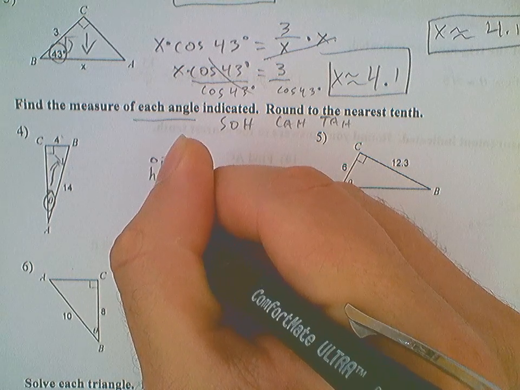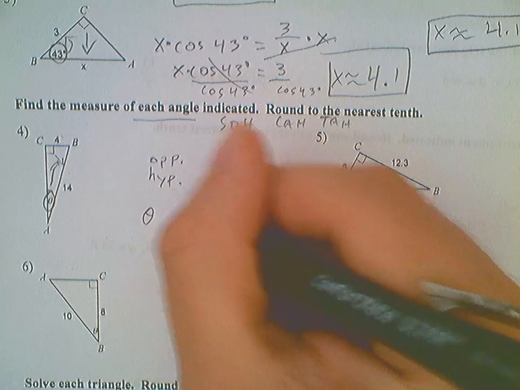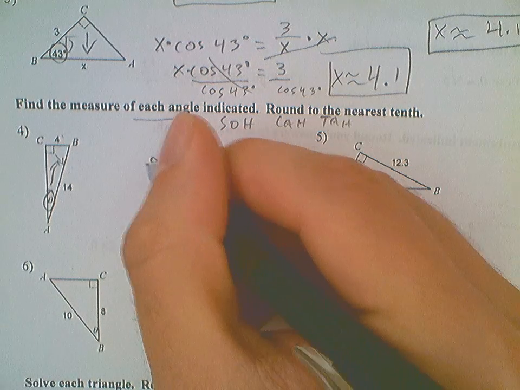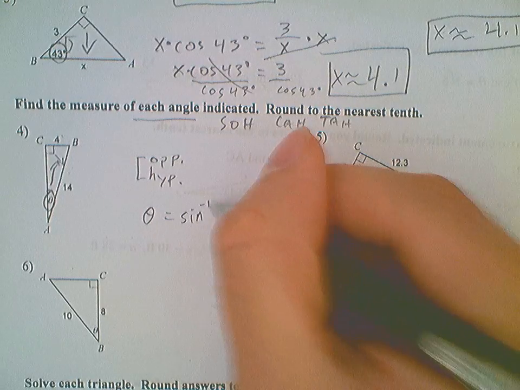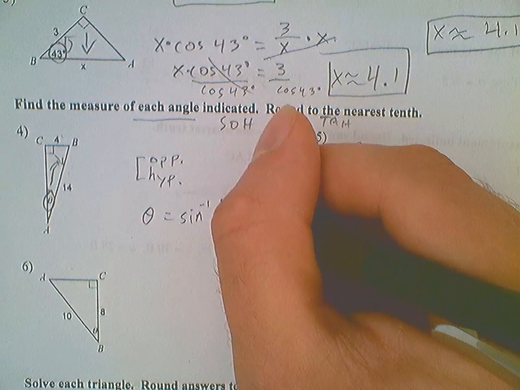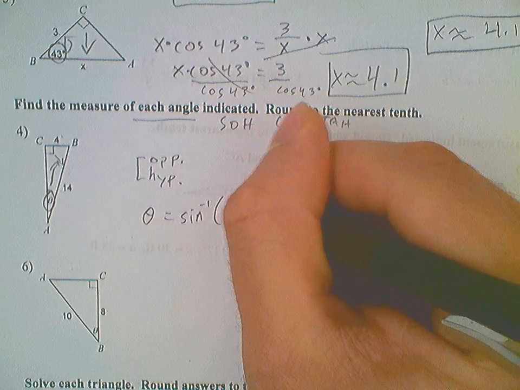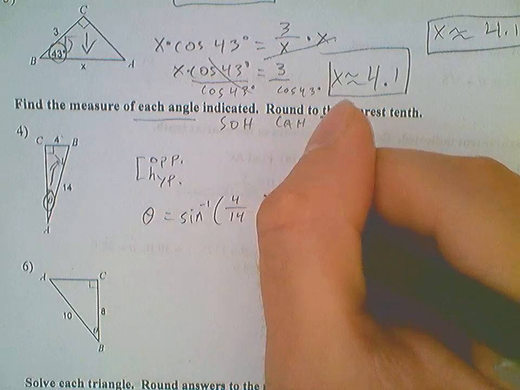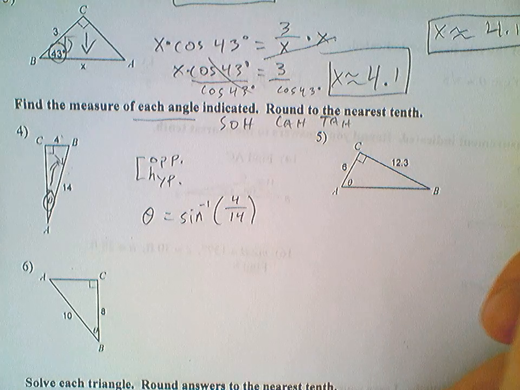So theta, the angle that I'm looking for, is going to be equal to the inverse sine. Since it's opposite and hypotenuse, it's going to be equal to the inverse sine of 4 over 14. Opposite over hypotenuse, since this is a sine problem.